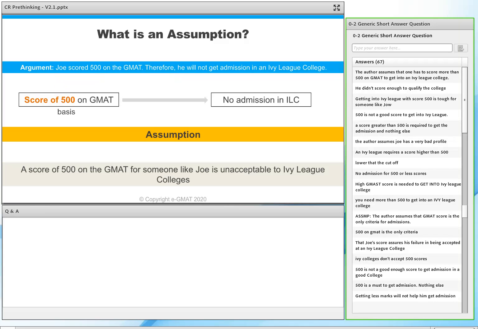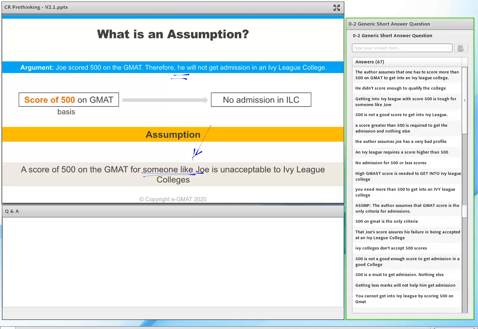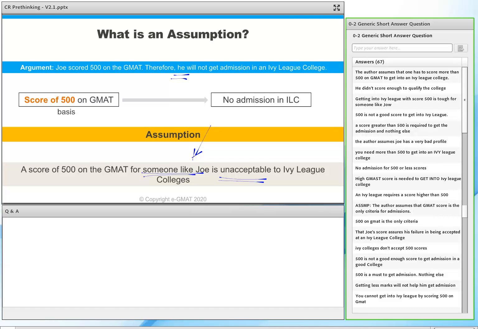And while making that logical jump, he assumes that, hey, a score of 500 on the GMAT for someone like Joe, and this part is really important. Why? Because the conclusion is not about the Prince of Saudi Arabia. The conclusion is about Joe. So the assumption has to be for an entity like Joe. And so a score of 500 on the GMAT for someone like Joe is unacceptable to Ivy League colleges, or Ivy League colleges require that someone like Joe scores over 500.